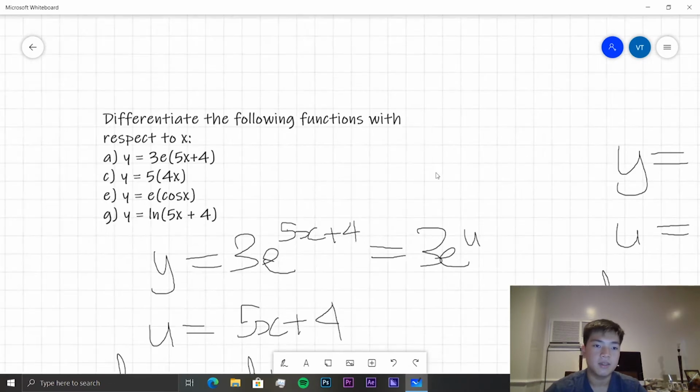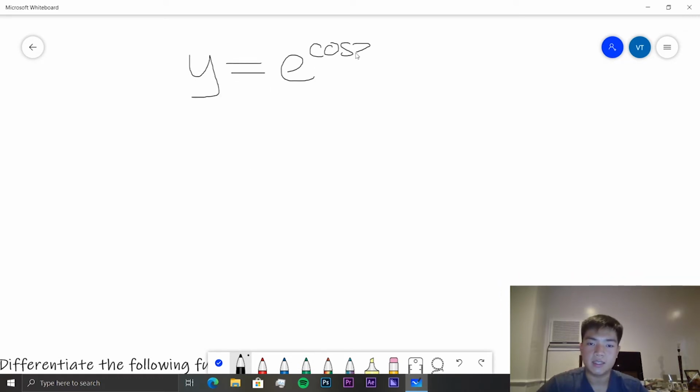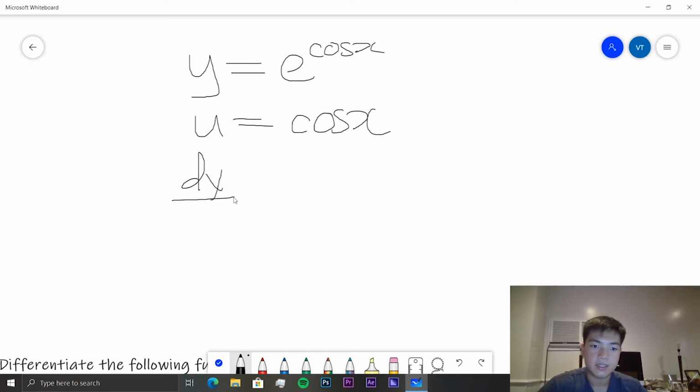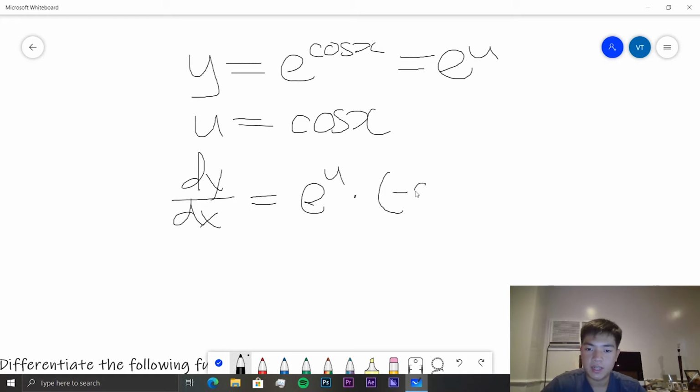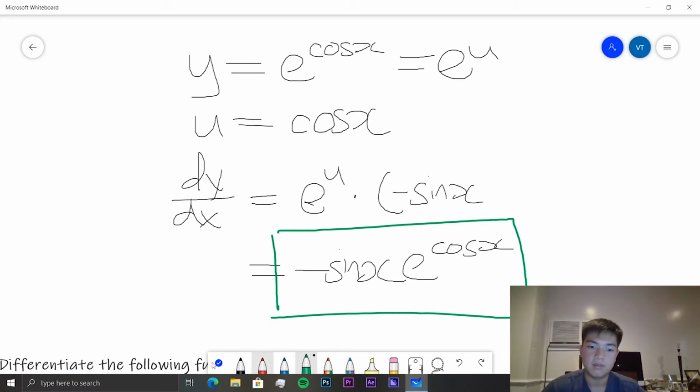Now on to the next one. We need to differentiate e to the cosine x. We have u is equal to cosine x. So dy over dx is equal to dy over du, which is e to the u, times du over dx, which is negative sine x. So the final answer is negative sine x times e to the cosine x.